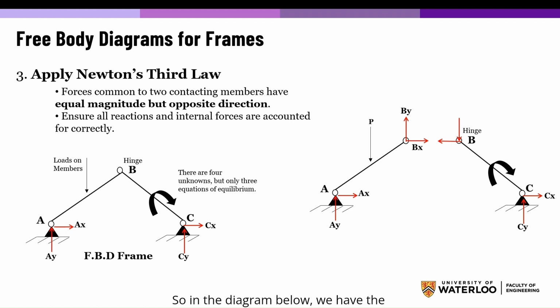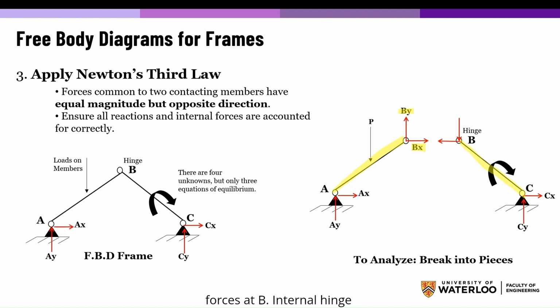So in the diagram below, we have the frame of A, B, and C. First, we broke it down into multiple pieces, so member AB is not in equilibrium without hinge forces at B. Internal hinge forces are Bx and By, and there's no moment at a hinge. Next, we have the FBD member of BC. So if there are hinge forces on member AB at B, there must be hinge forces at B for member BC. And lastly, for the hinge at B to be in equilibrium, member BC must exert equal and opposite forces on the hinge as member AB.